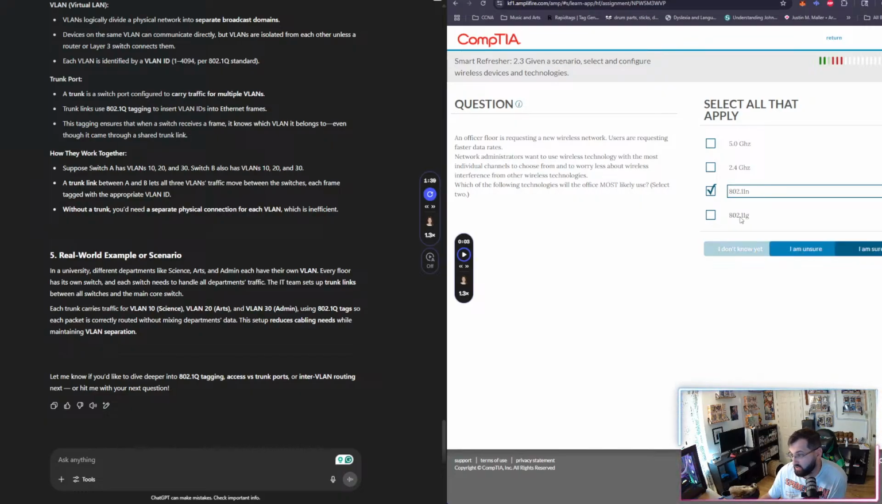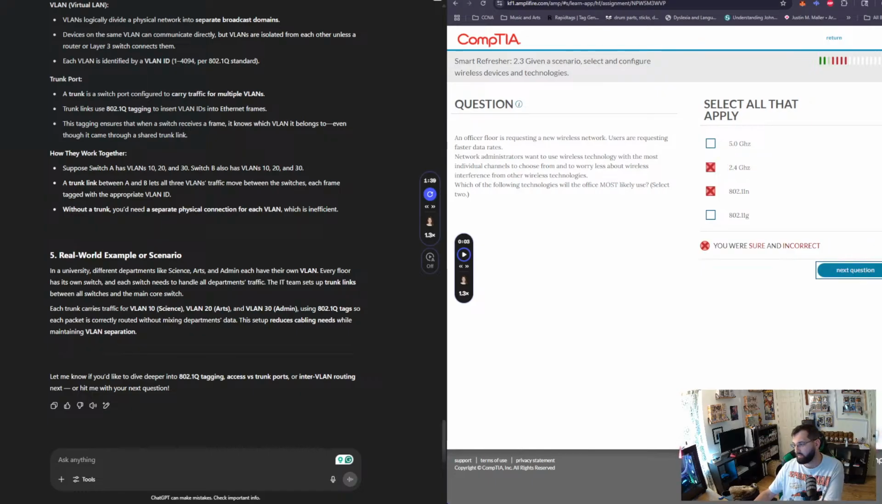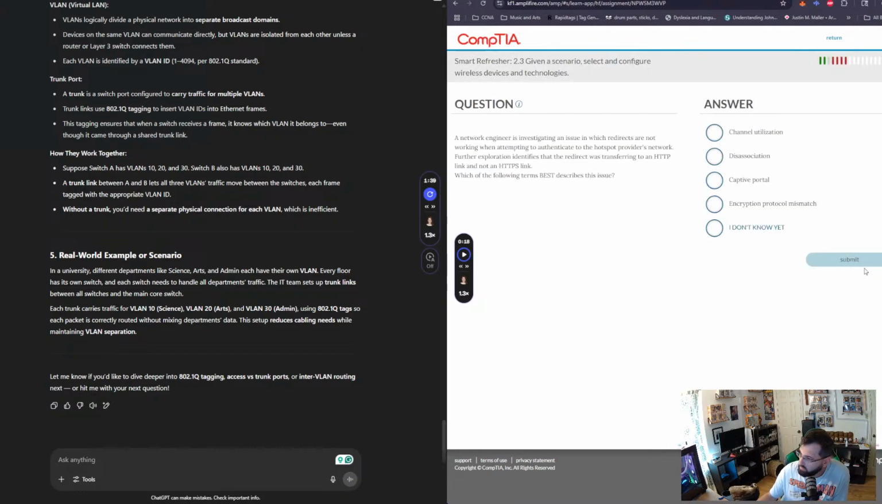I'm going to say N because G is legacy. And I'm going to say 2.4 because 2.4 can have more people on it. If you have too many people on the 5G, then it bogs down. Unless technology has gotten better.